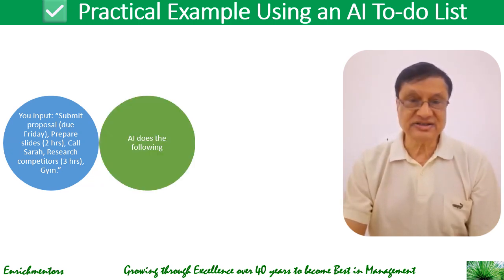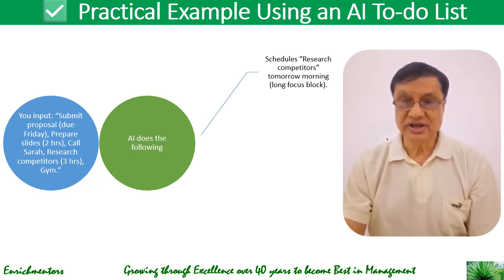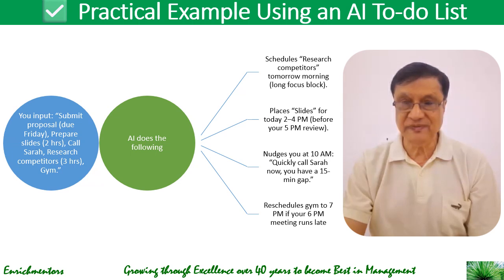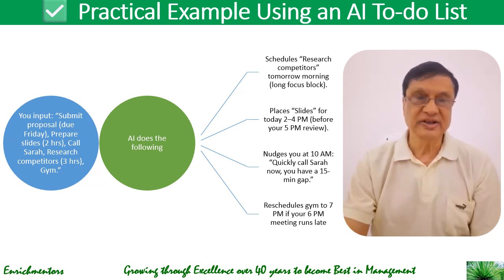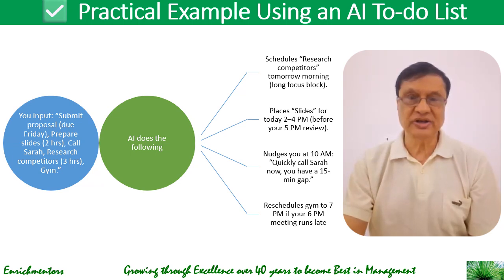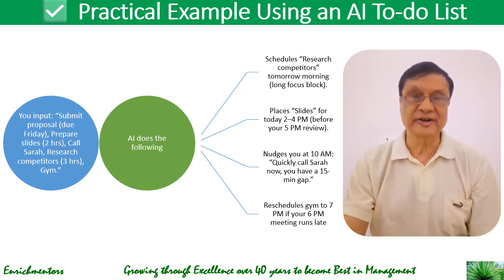And what AI does is AI schedules research competitors tomorrow morning in the long focus work block. Places slides for today 2 to 4 p.m. before your 5 p.m. review. Nudges you at 10 a.m. to quickly call Sarah, you have a 15 minute gap, and reschedules gym to 7 p.m. if your 6 p.m. meeting runs late. So that's an example of AI to-do list doing the work for you and improving your productivity.